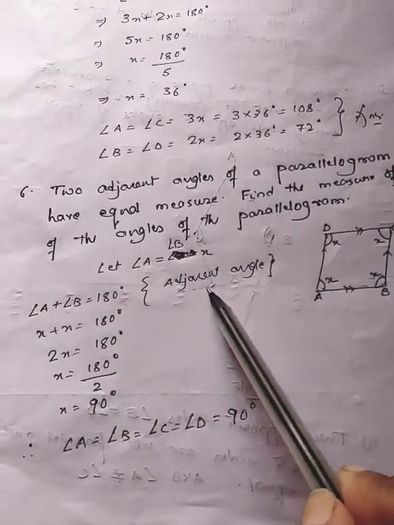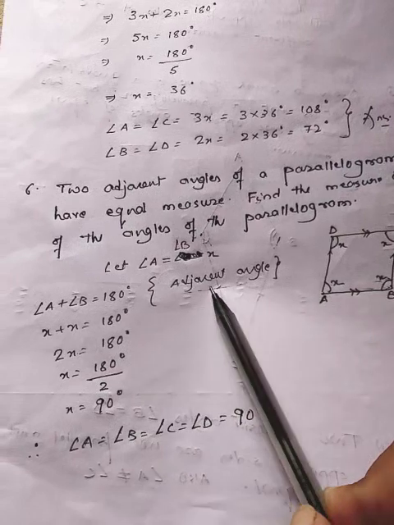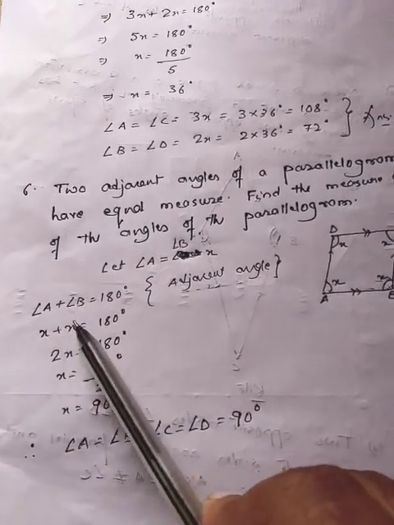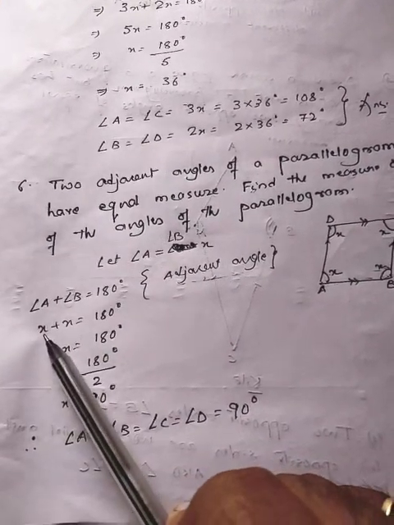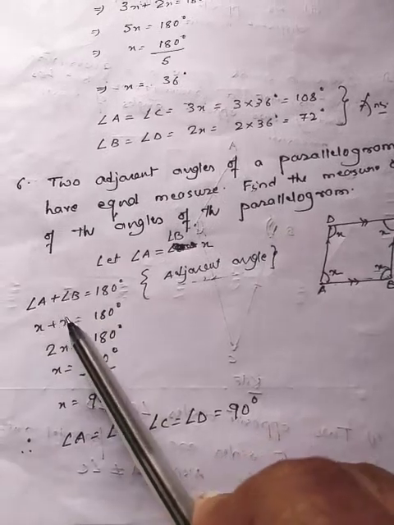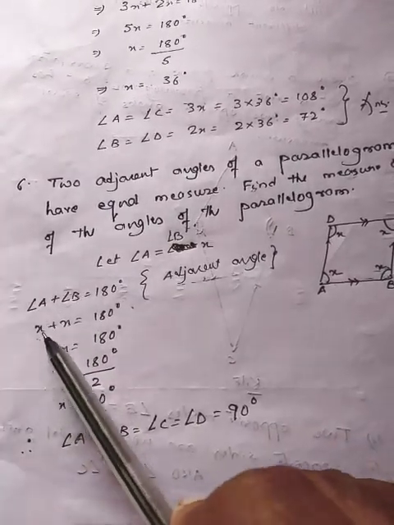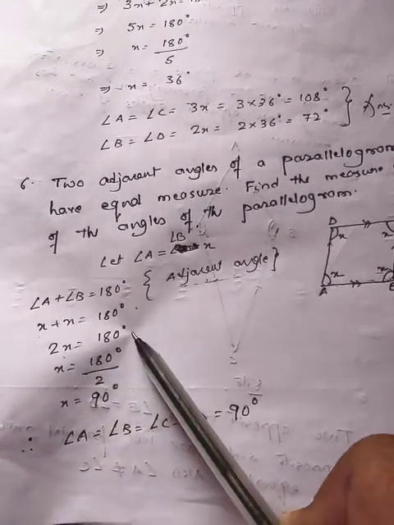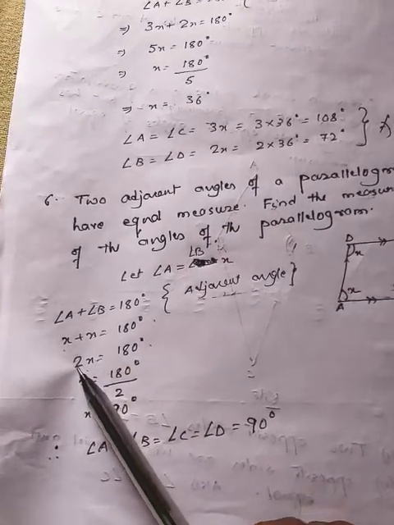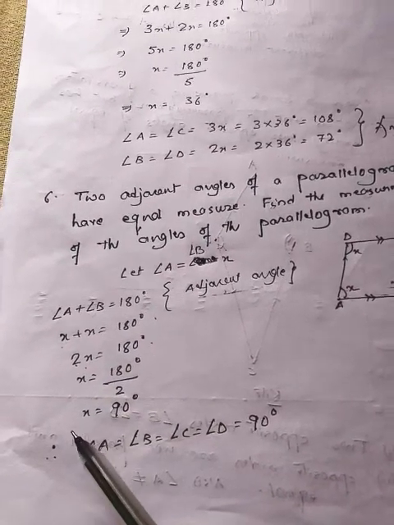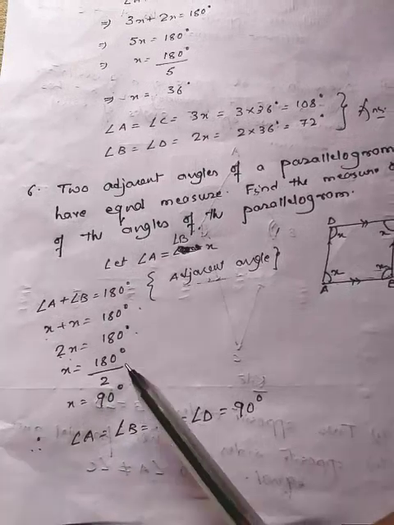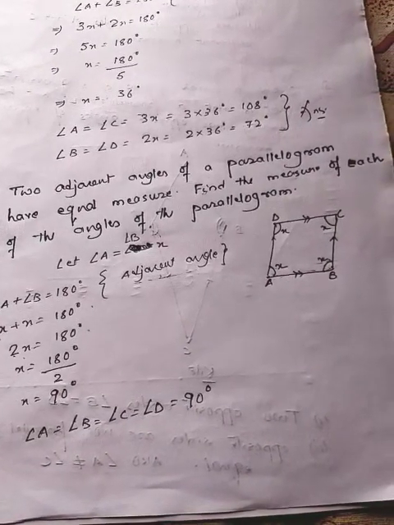Why? Always give the reason, as I have already mentioned earlier also. Now put the values: angle A equals x, angle B equals x, so x plus x equals 2x equals 180 degrees. Now you have to transpose this 2 to the right hand side, so finally we will get the value of x as 90 degrees.